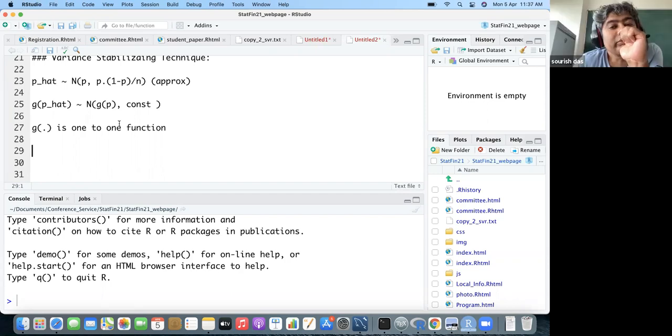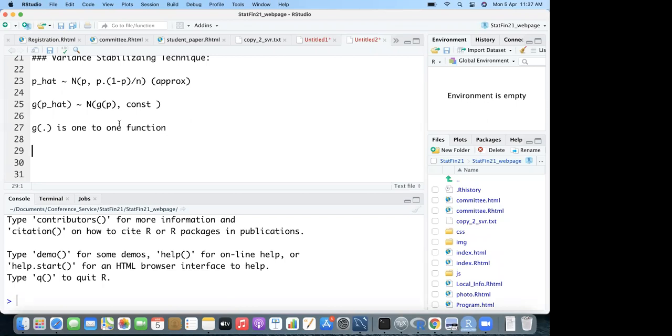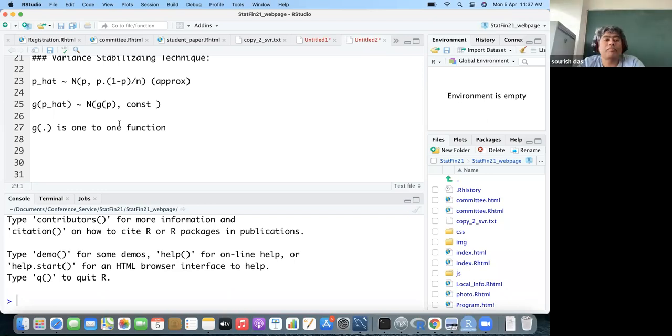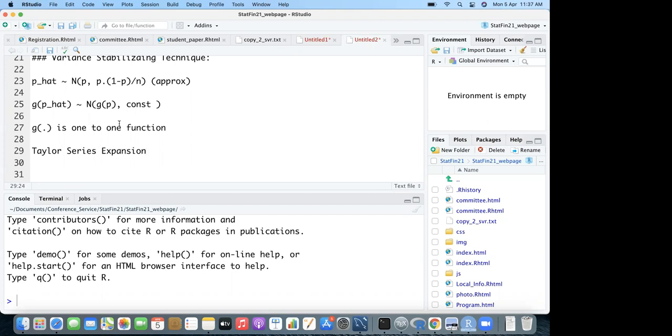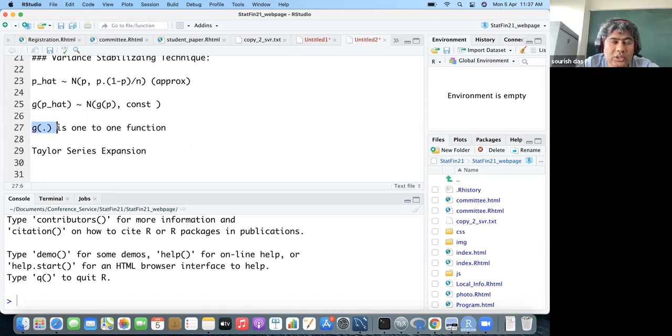Swaraj, can you remember? I remember the transformation, but what about the Taylor series expansion? Does it ring a bell? Taylor series expansion of what? The e to the power function, the normal, G.